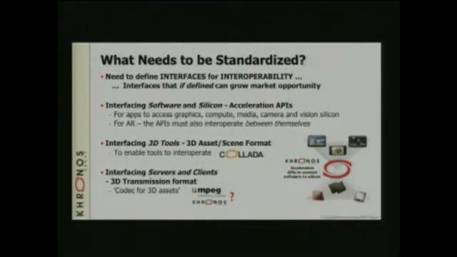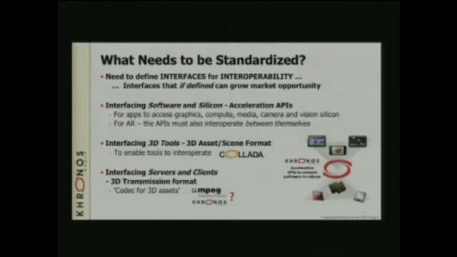So what needs to be standardized? Well, we're defining interoperability, so it's basically interfaces that we're defining, interfaces between all kinds of different things. So the Khronos focus, I just said, is interfacing software to silicon, these acceleration APIs for graphics and compute and vision and cameras and stuff. And we're increasingly finding that the APIs which we define have to have interfaces between them, as well as interfaces up to the application, because these APIs have to work together.